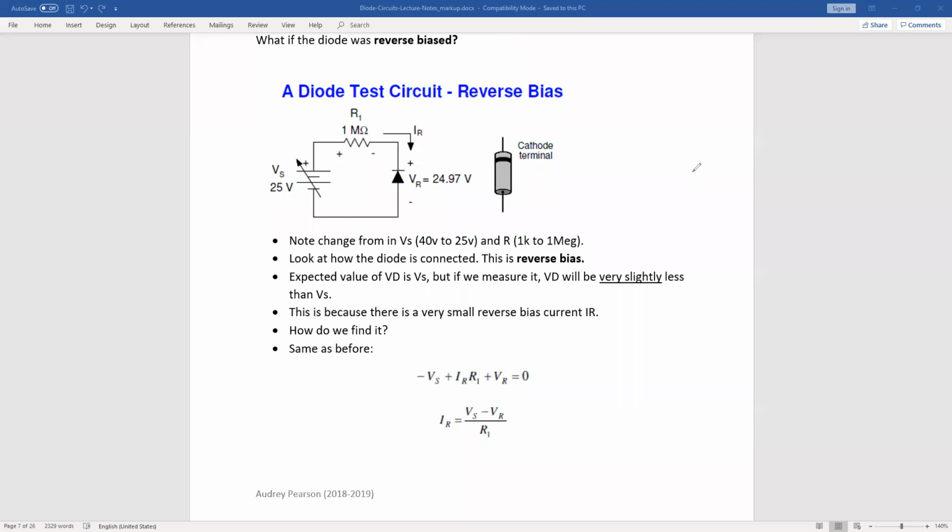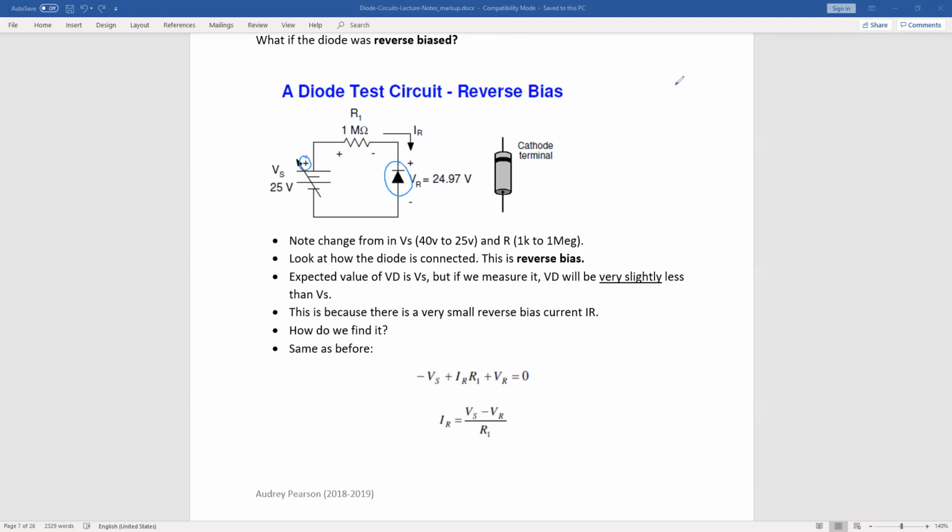All right, so we have our voltage source here, and that's our positive end, and we've got our diode hooked up in that orientation, which is reverse bias, because we have this bar end that would be connected through that resistor to the positive end of the voltage source. So we can do basically the same analysis.